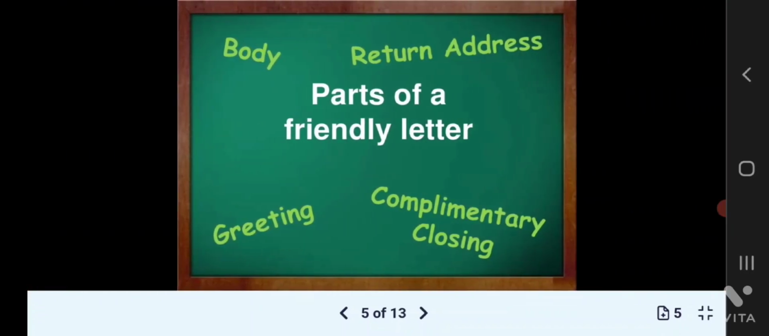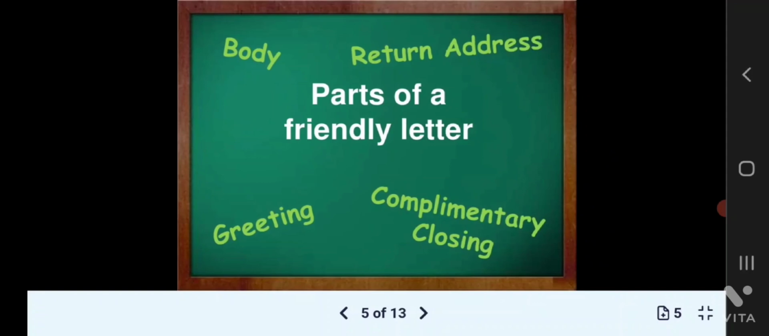So, what are the parts of the friendly letter again? Do not forget, there should be a return address, there should be a body of the letter, there should be a greeting, and the complimentary closing. But I want to know, which one should come first? When you write a friendly letter, which part of these will you write first on the right top of the letter? Tell me. Very good.